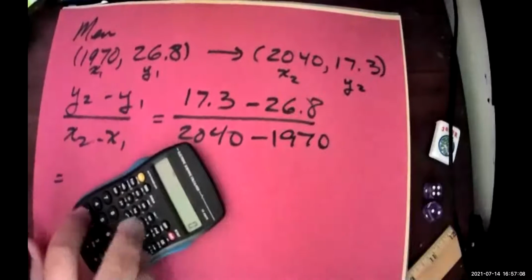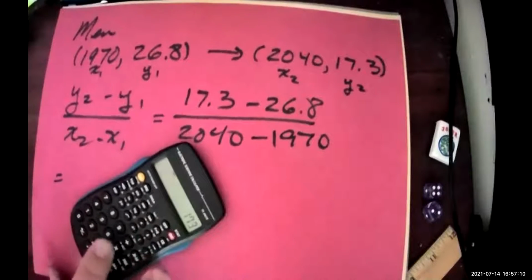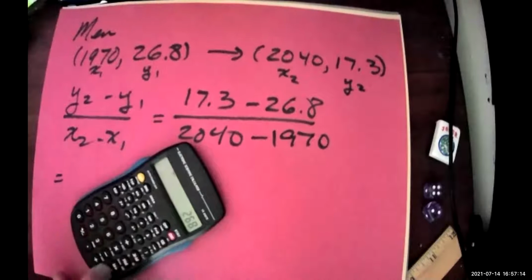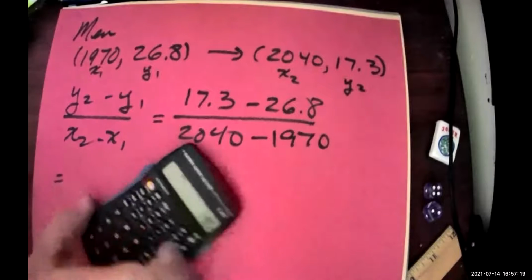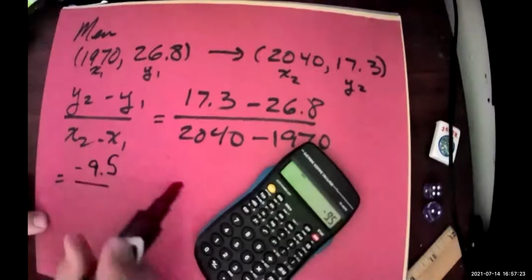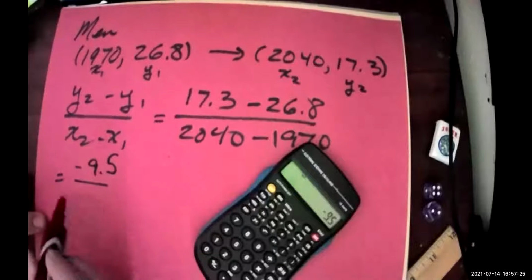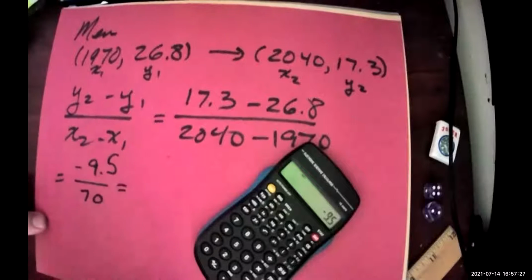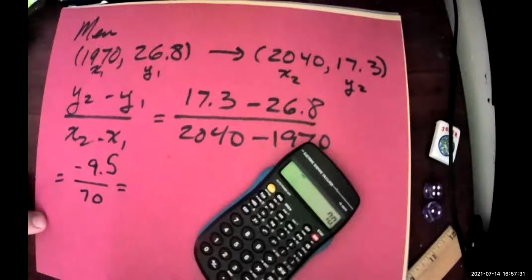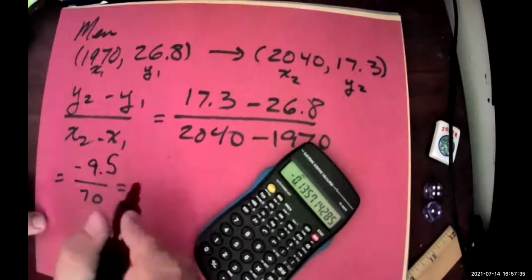Let's see. 17.3 minus 26.8 equals that figure, right? Negative 9.5. And 2040 minus 1970 is going to be 70. So if I divide now by 70, I have negative 0.1314.